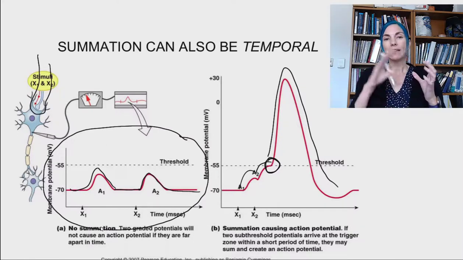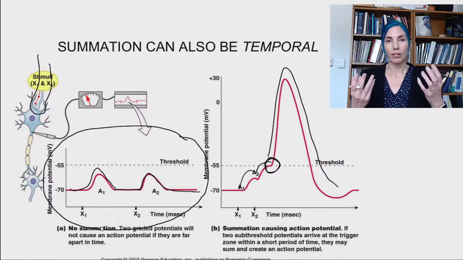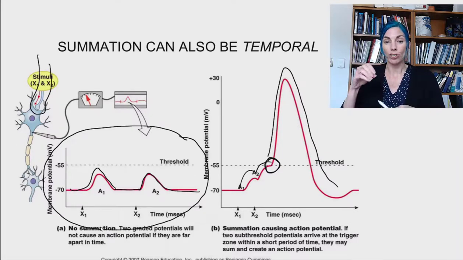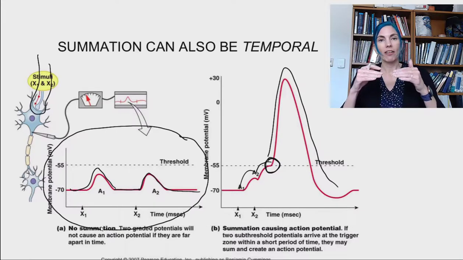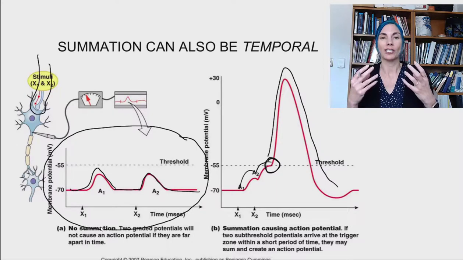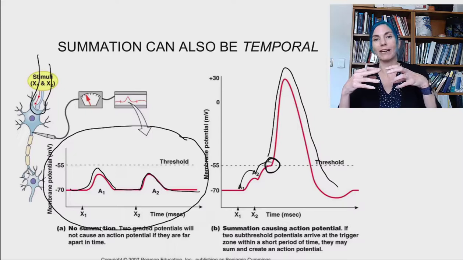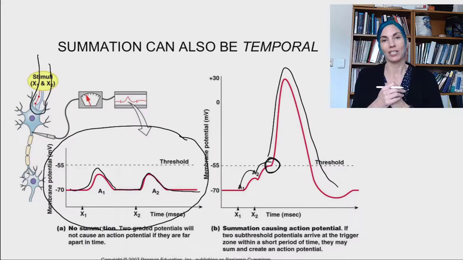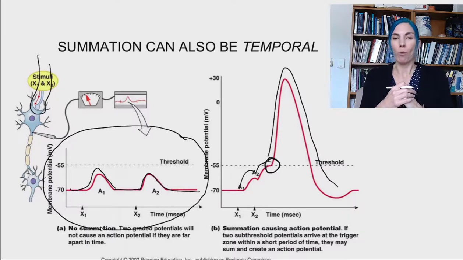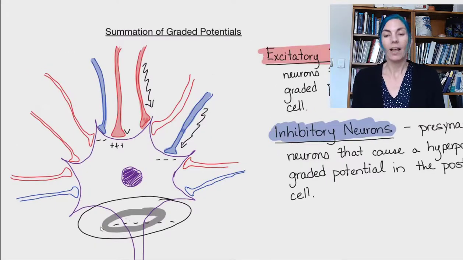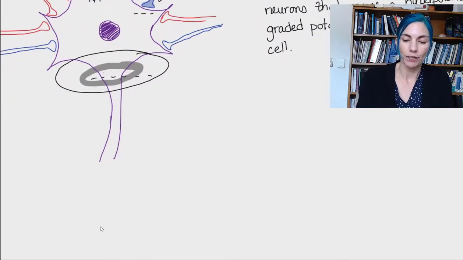So when we talk about summation, it's not always spatial. You can have single neurons that are really having an outsized effect because they're just going fire, fire, fire, fire, fire right on top of each other. And the localized depolarization or hyperpolarization never really has a chance to recover before an additional influx of ions happens and they build on each other. So that's temporal summation. Let me briefly write out the difference between spatial and temporal summation, and then we'll be about done with this lecture.